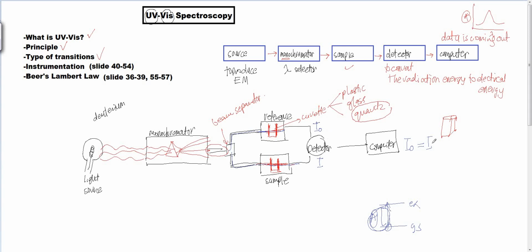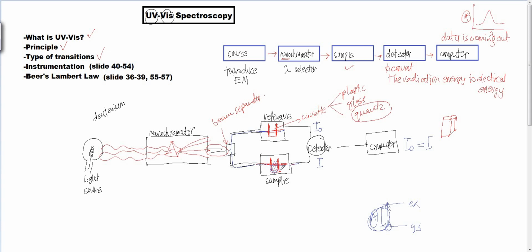Okay, so this is the first case that I can give as an example. For the reference, you put the water. But in the sample, for example, you try to put the caffeine, like what we saw last week. So you know that in caffeine there are many electronic transitions that can happen, and usually they lie in the UV-Vis range or spectrum. So you know that there will be possible absorption for the caffeine.